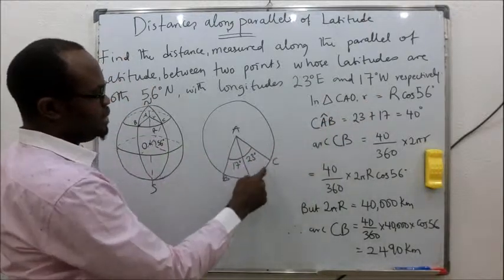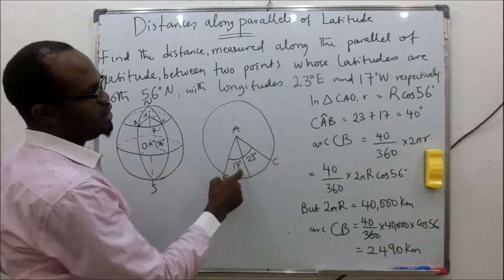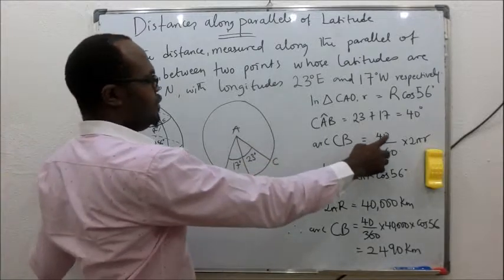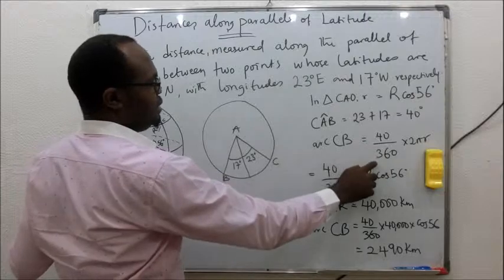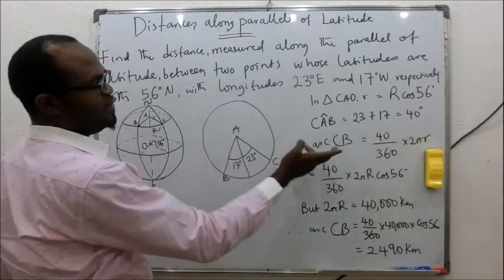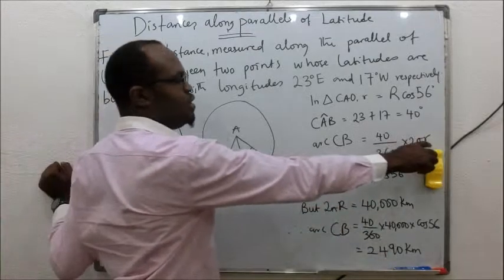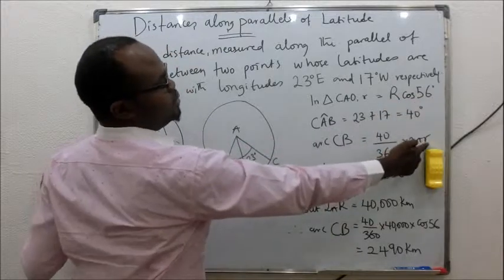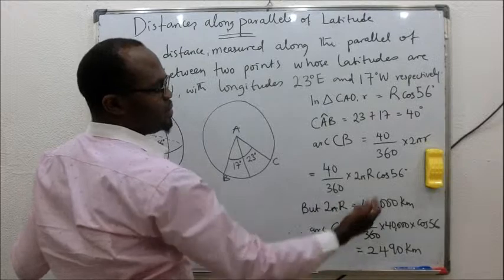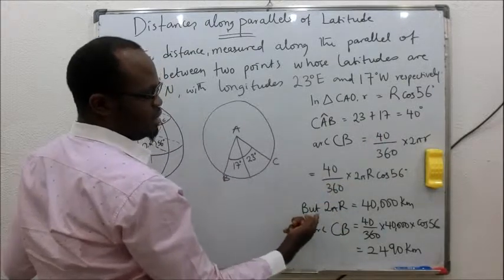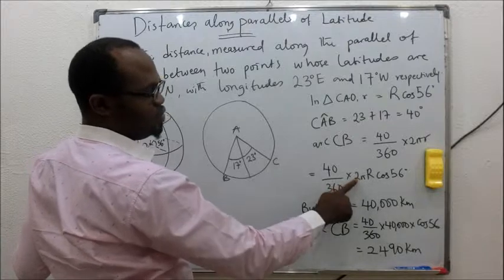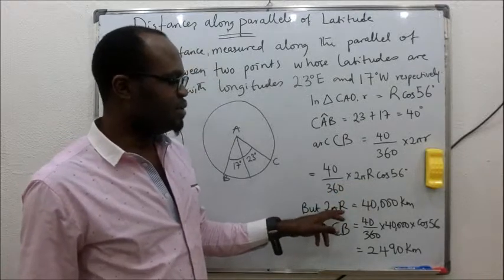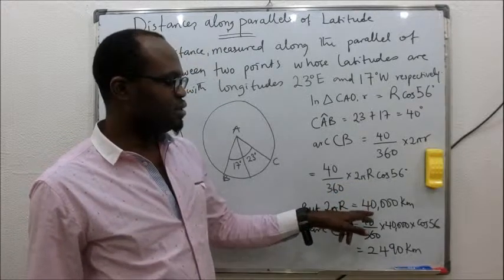Now CAB is simply the addition of these two angles, giving you 40. So that arc CB will be equal to 40, which is the total of this, all over 360 times 2 pi r. That is the formula for an arc. But this small r is actually equal to R cos 56. So in place of small r, you put R cos 56, in the same formula of the arc, so that you can solve that. You know that 2 pi R is the same thing as saying 2 times 22 over 7 times 6,400 to give us this 40,000.